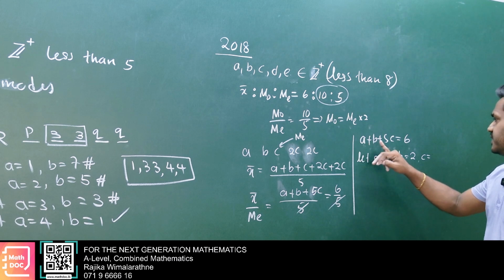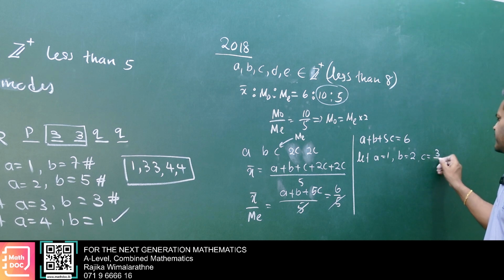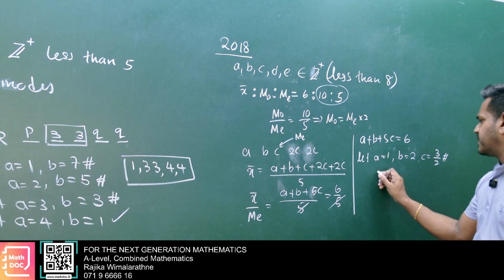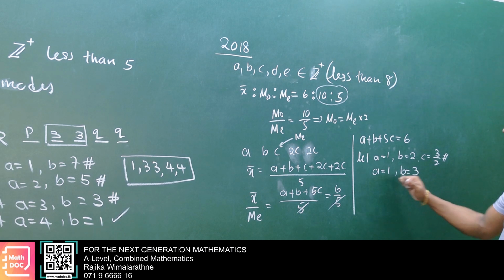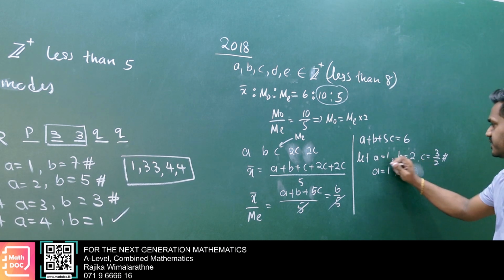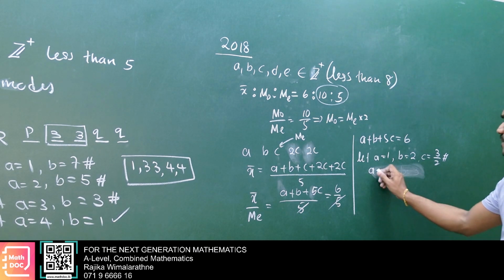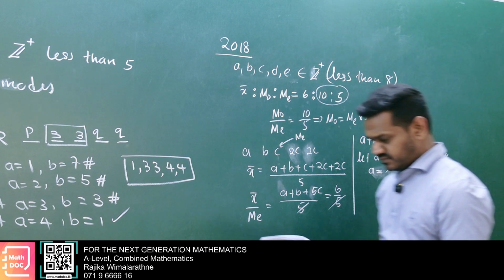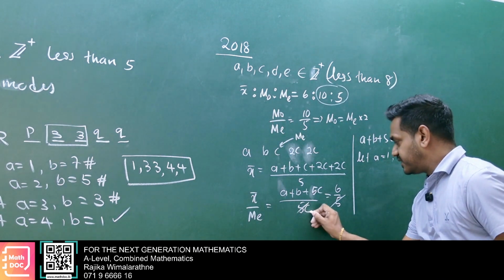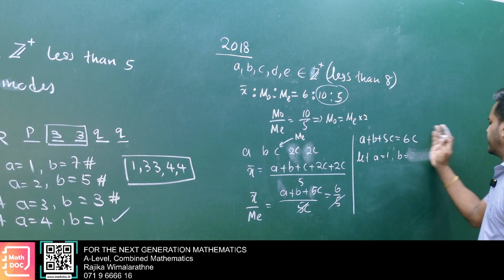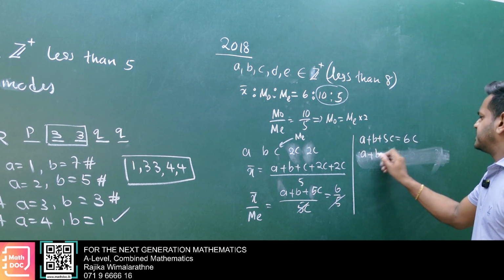A equal 1, B equal 2, then C is 3 over 2. It is wrong. Then A value 1, B value 3, then 4 over 5, C value 5 over 2. It is wrong. Then take A value 4, then 5C, then here 6C. Now it is okay.